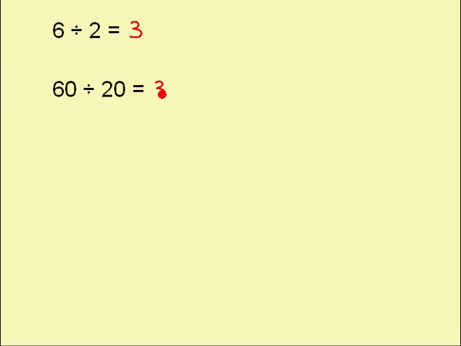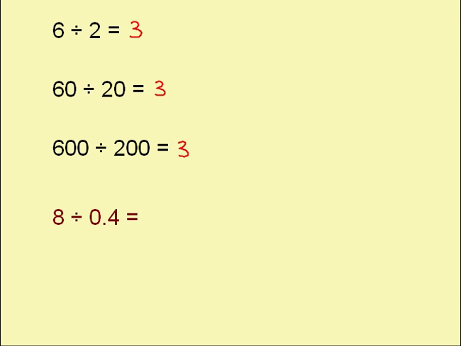It's still 3. So multiplying both numbers by 10 has meant that I've still got the same answer. If I multiply both of these numbers by 100, I get 600 divided by 200. And the answer to 600 divided by 200 is still 3. So I can multiply these numbers by 10, or by 100, or even by a larger number, and still get exactly the same answer each time.